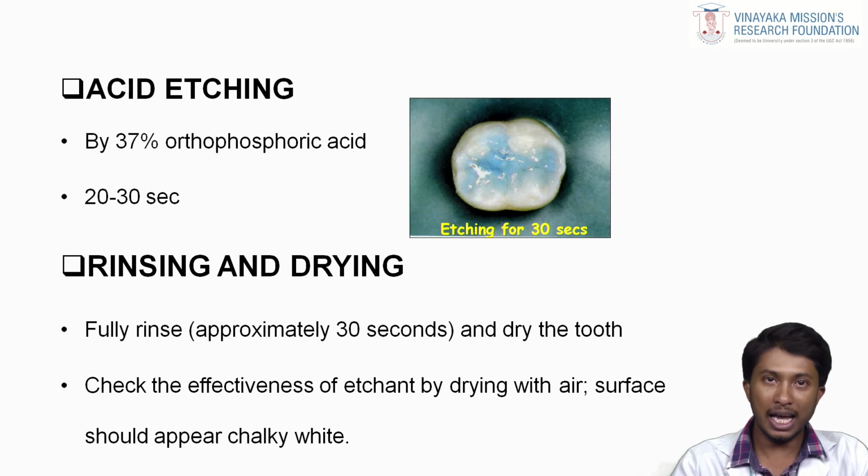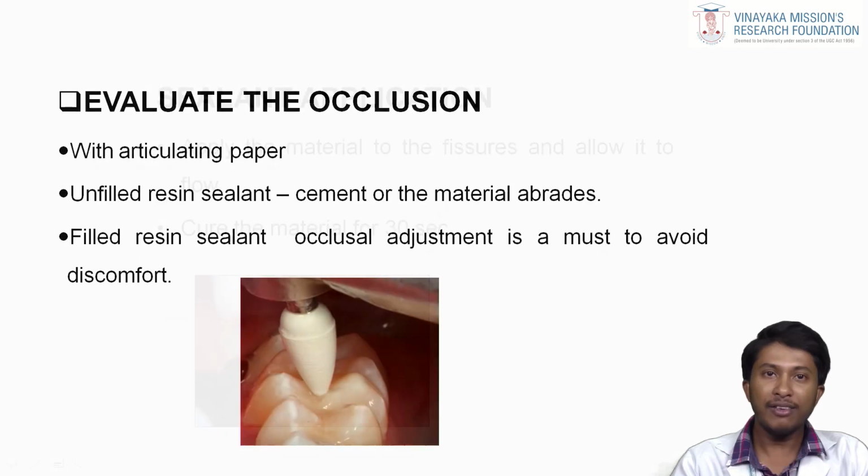And next is sealant application. Apply the material to the fissure and allow it to flow, then cure the material for 30 seconds. Then evaluation of the occlusion. It can be done by using articulating paper. In unfilled resin sealant, cement or material should be abraded, and in filled resin sealant, occlusal adjustment must be done to avoid discomfort.